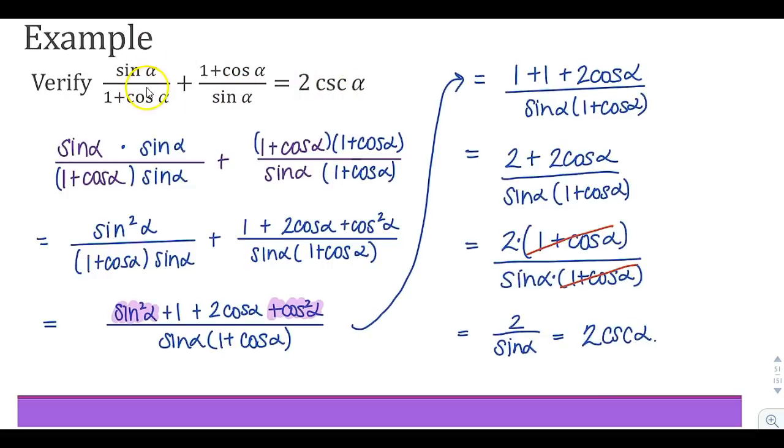So all of this, these two quotients involving trig functions simply turned out to be 2 cosecant alpha. But there was a lot going on. There's a lot of potential for mistakes.